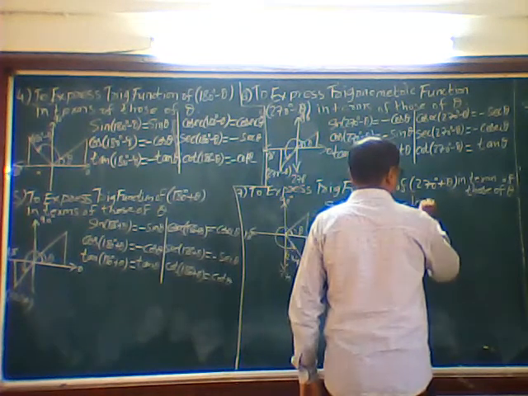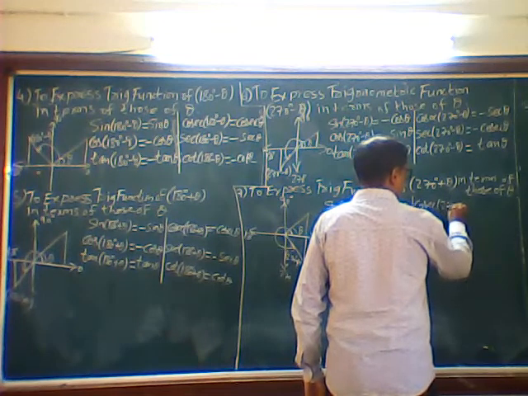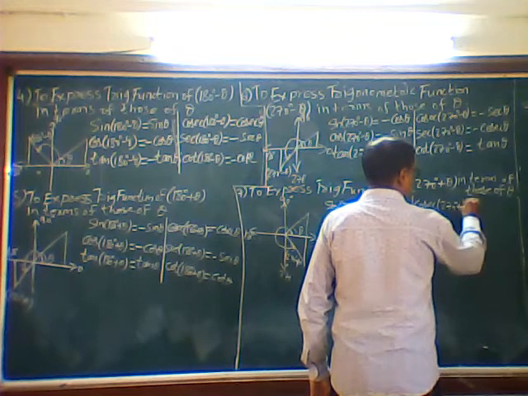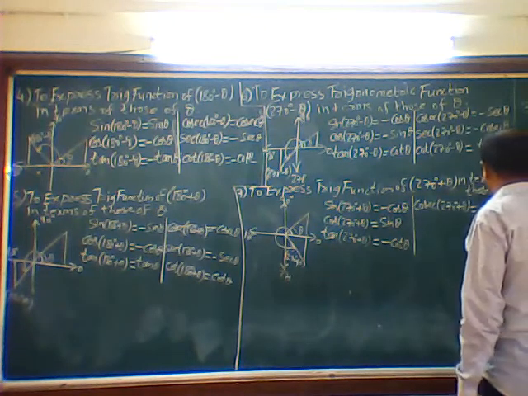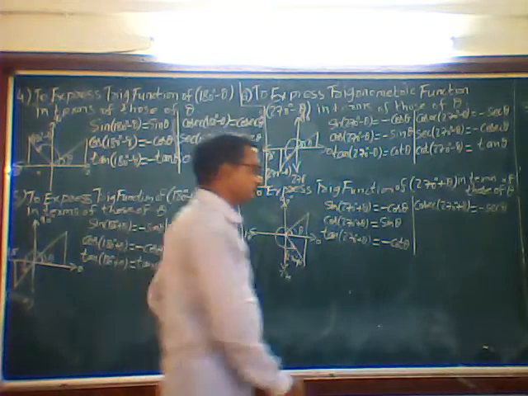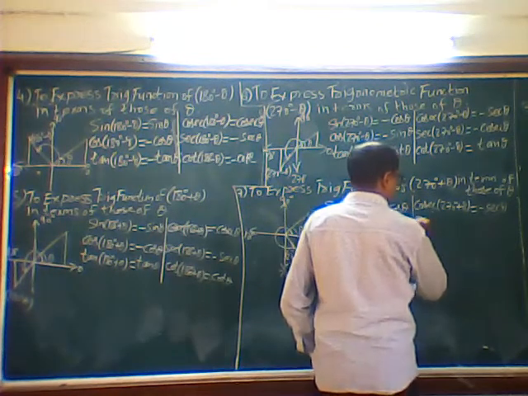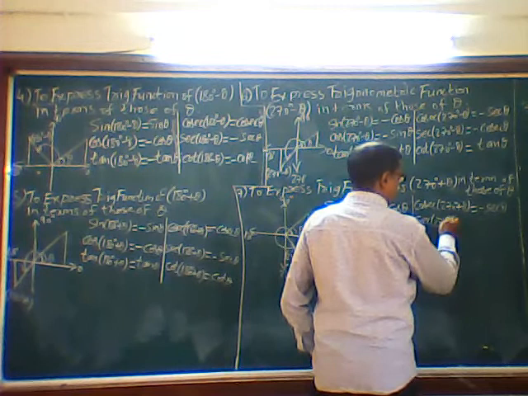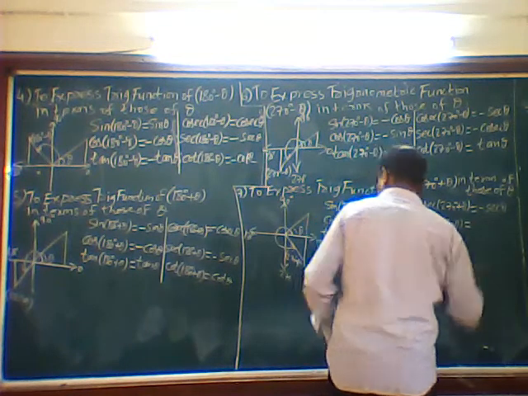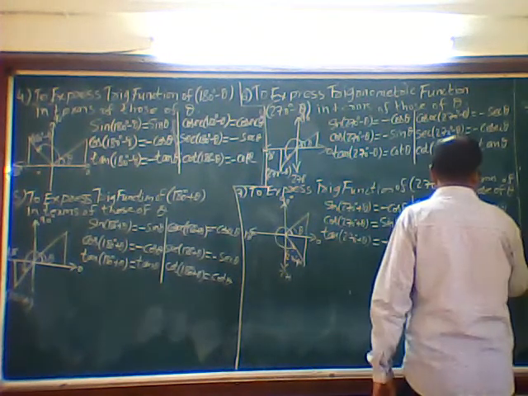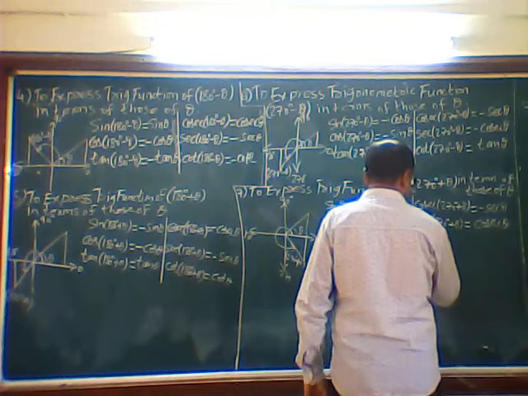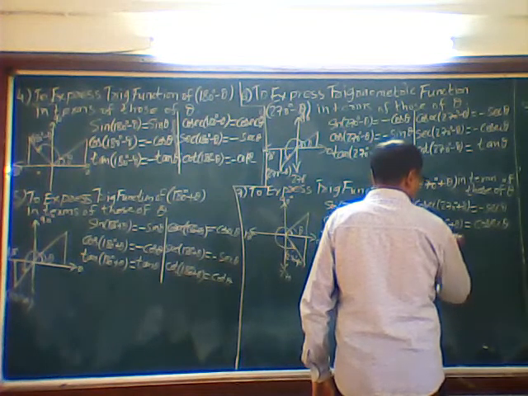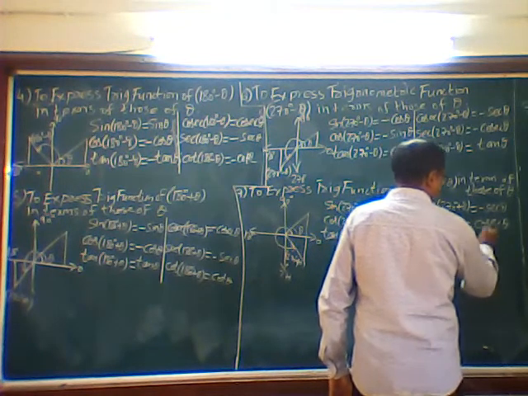Next, cosec of 270 degrees plus theta. What will it become? Minus sec theta. Okay, minus sec theta. Then sec of 270 degrees plus theta. It is in the fourth quadrant, positive cosec theta. Okay. Then cot, minus tan.